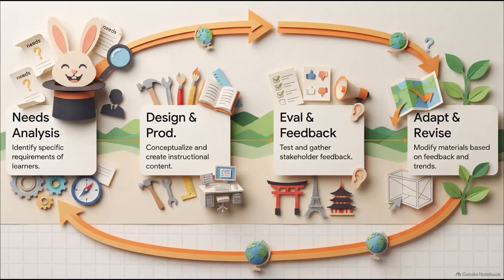Now, creating these materials isn't just pulling rabbits out of a hat. It's actually a highly dynamic 4-step cycle. First off, we conduct a needs analysis to figure out what learners actually require. Second comes design and production, where the resource is dreamed up and built. Third is evaluation and feedback, basically testing it out in the wild. And finally, adaptation and revision. The big takeaway here, this process is completely cyclical. Your materials are never truly done. They constantly evolve based on how well they actually worked.